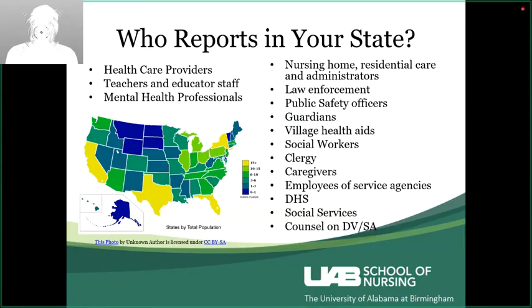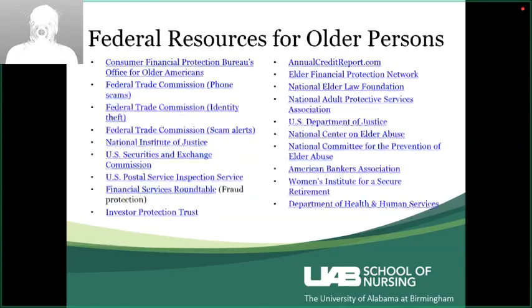Importantly, anonymity needs to be in every state law. And the reason is because the person does not deserve retribution for being concerned about an older person's health and well-being. So here's a whole list of federal resources for older persons on this slide.